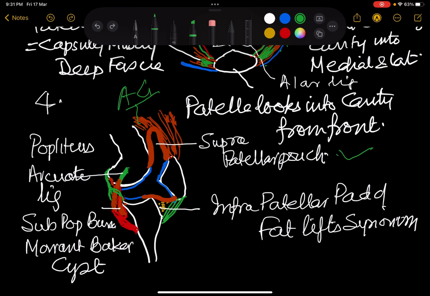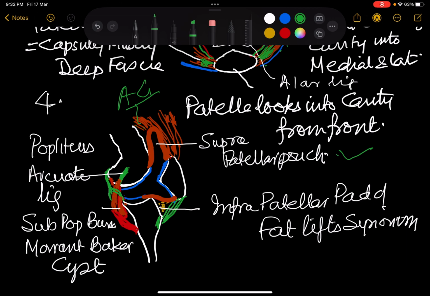Then you have the ligamentum patellae and the tibial tuberosity, and this tibial tuberosity can show Osgood-Schlatter's disease. Behind you have the capsule. The capsule has a hole so that the intracapsular popliteus can come out and get attached to the tibia.